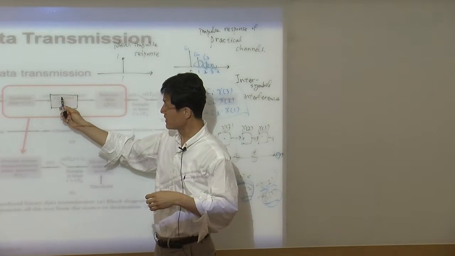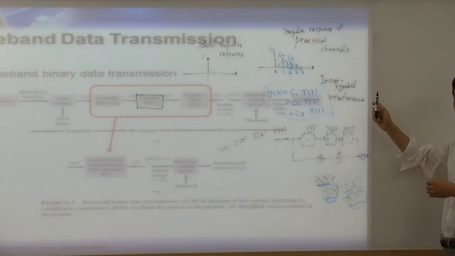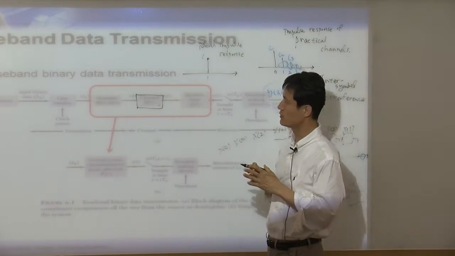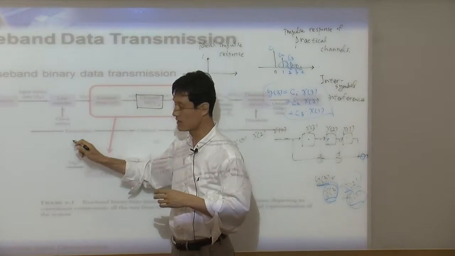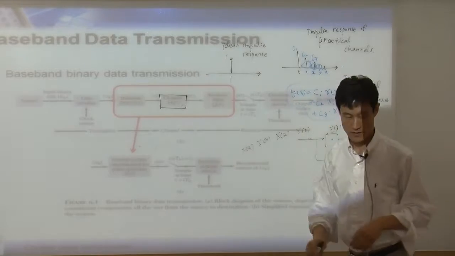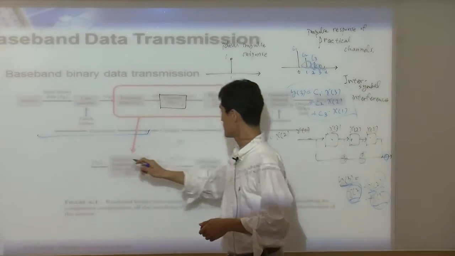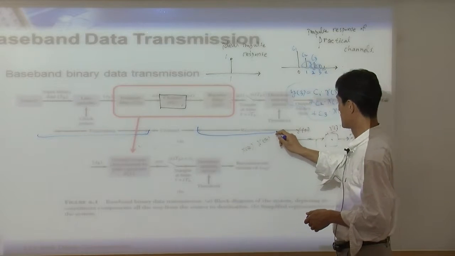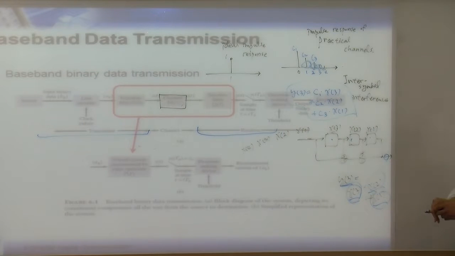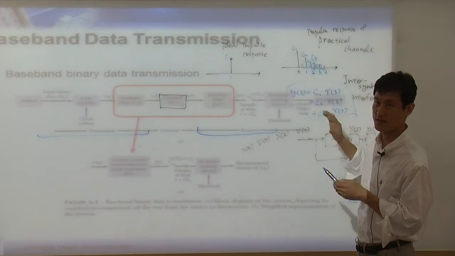So because we cannot change anything here, we have the ISI problem. Now what we can do is design a transmitter here. We design this transmitter, and we also design this receiver in order to cancel this out. That's the idea.